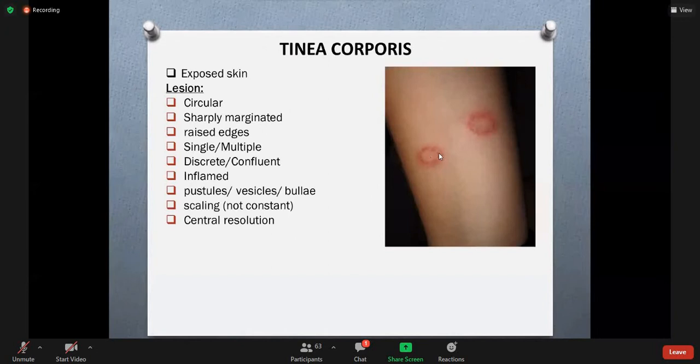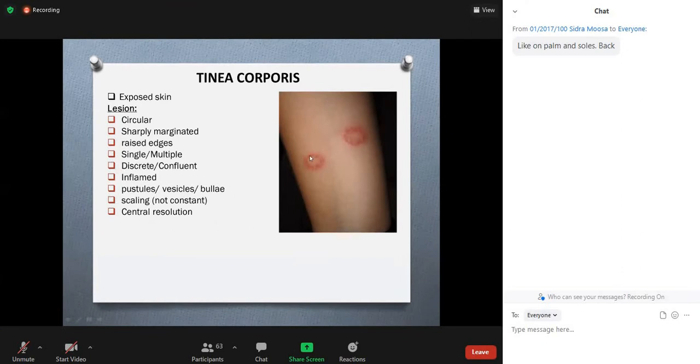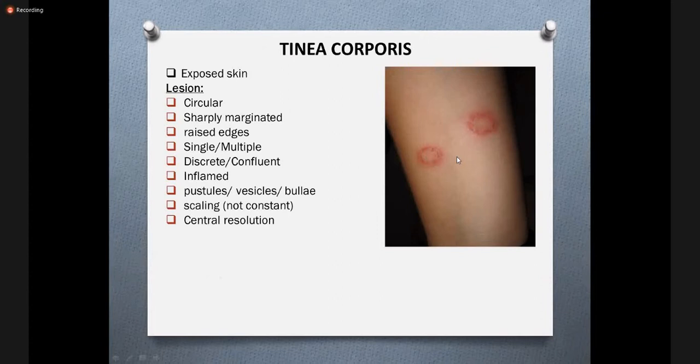What are annular lesions? Annular lesions are those lesions which have a prominent outer margin, while inside there is clearance in the center. This is characteristic of an annular lesion. They are sharply demarcated. Okay, the margins are well demarcated. They have a raised margin. They can be single, multiple. Sometimes they are confluent. The margins are more inflamed as compared to the center.